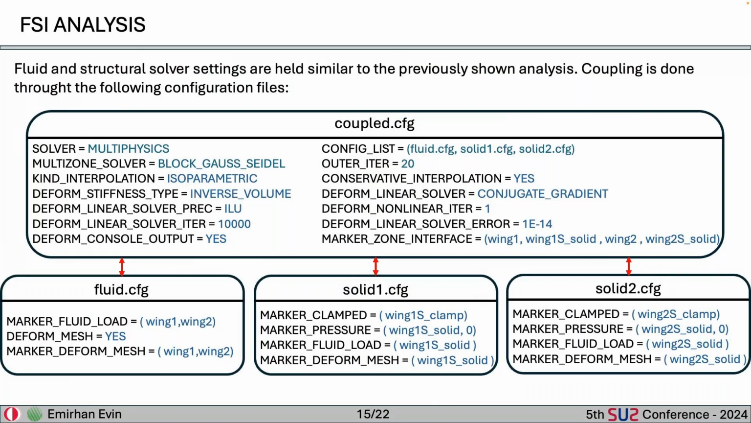For the FSI analysis, SU2 needs a new configuration file which couples the fluid and structural configuration files. We define it as a multiphysics solver and we need to say which configs we are looking for. Here I use 1 fluid and 2 different solid configs, and SU2 runs with the coupled CFG. It then allocates between the fluid and solid CFGs, where fluid uses solid as direct and solid can use adjoint.